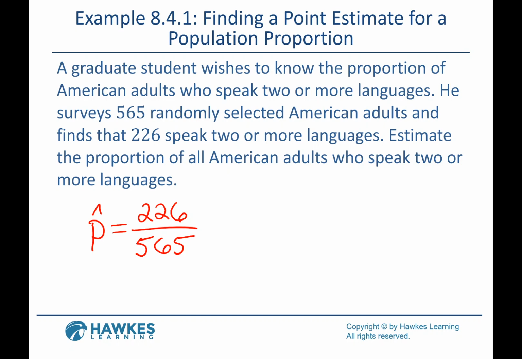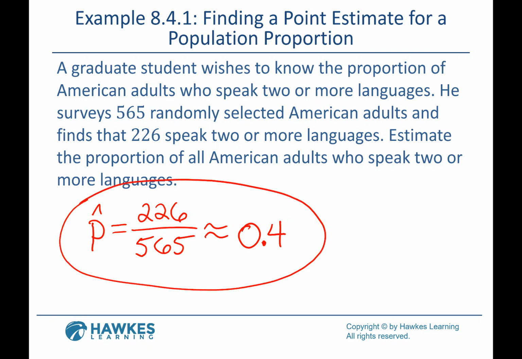And then here we could write that as a decimal. So we could do 226 divided by 565. This one comes out nice. It comes out to exactly 0.4. So either the fraction or the decimal is okay there. That's all there is to finding a sample proportion.